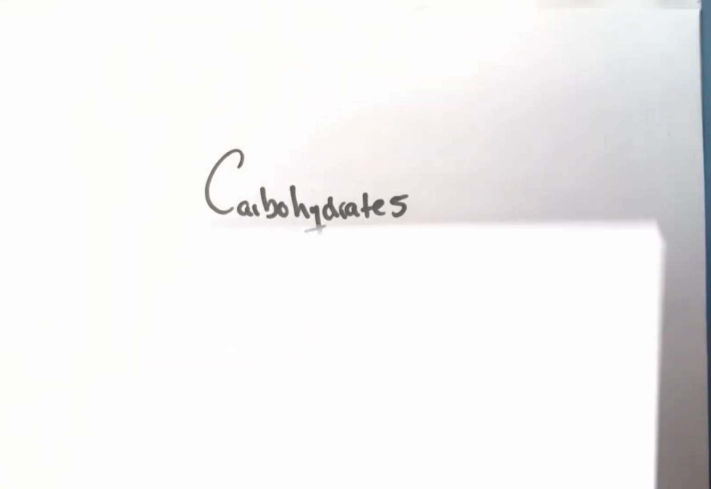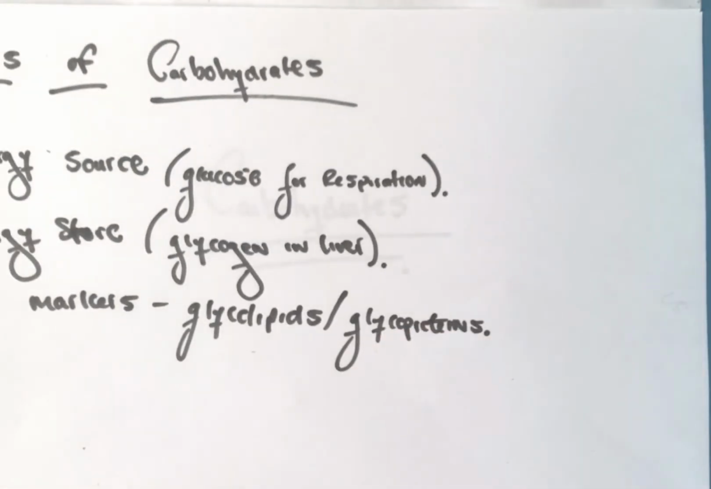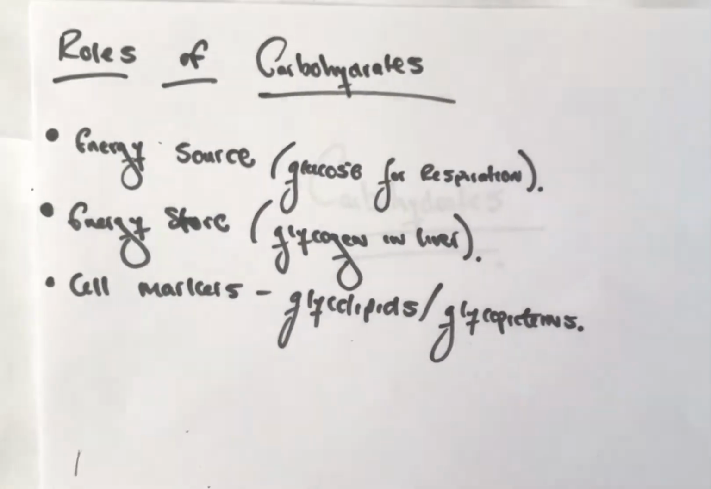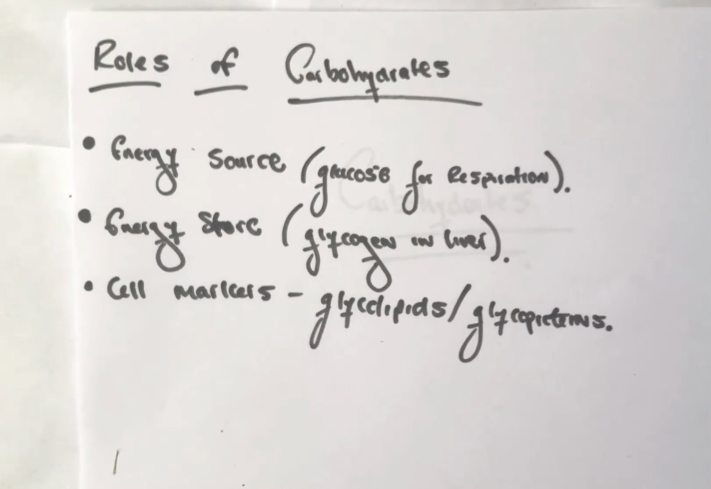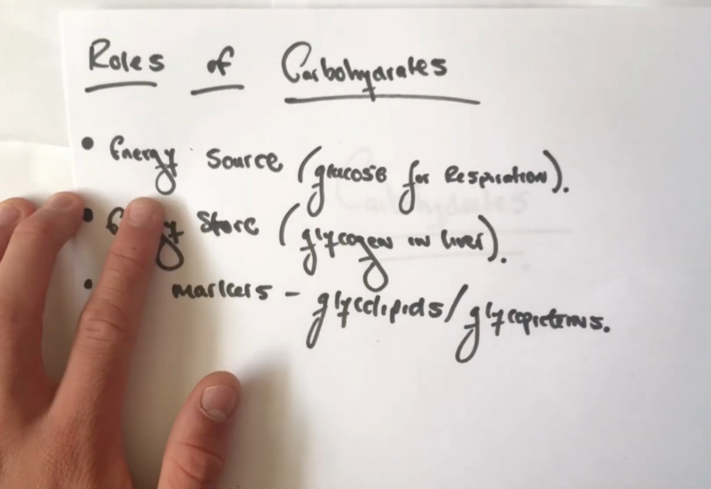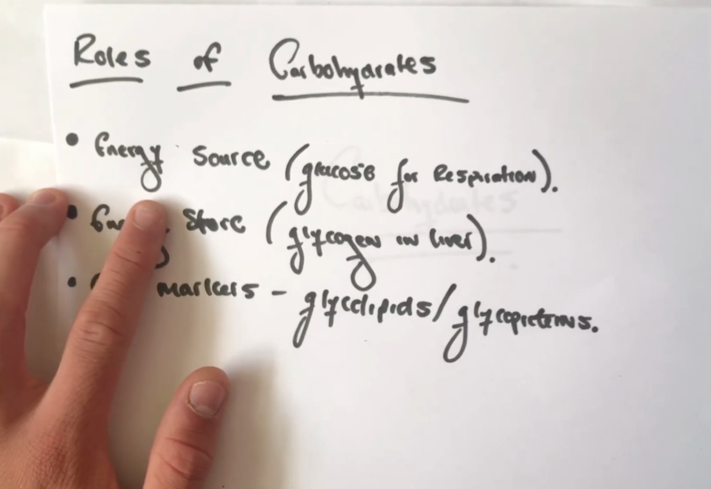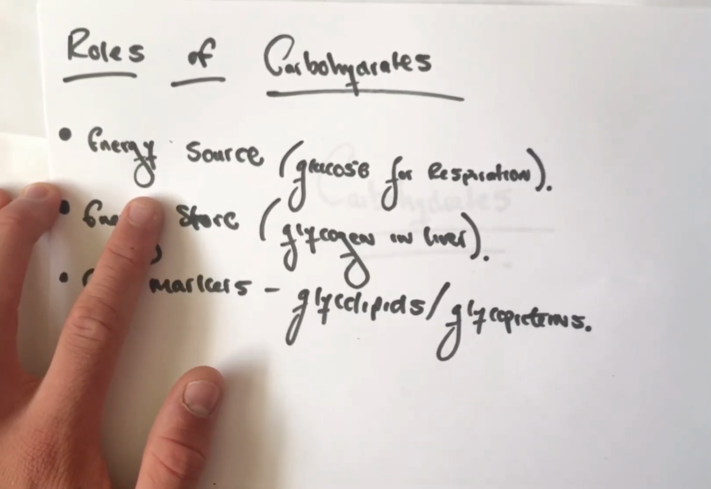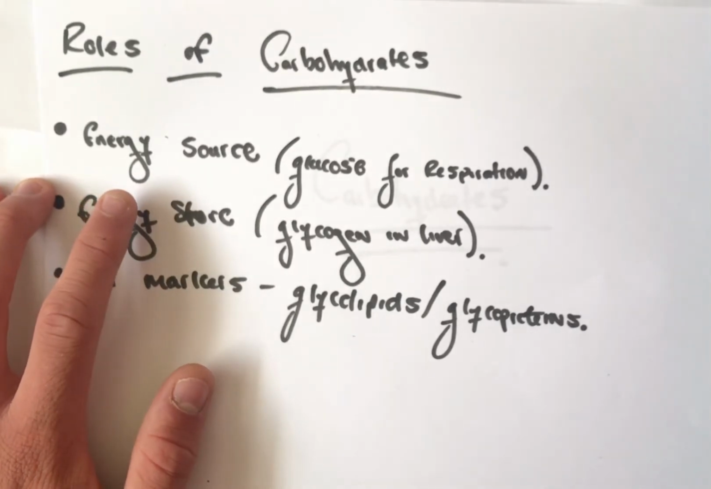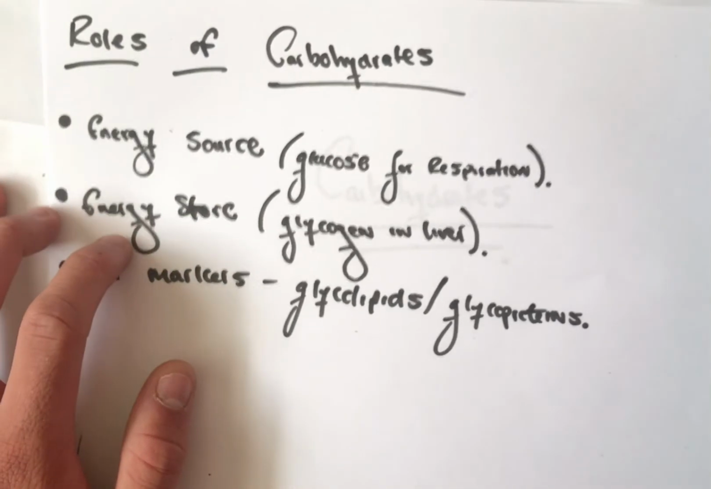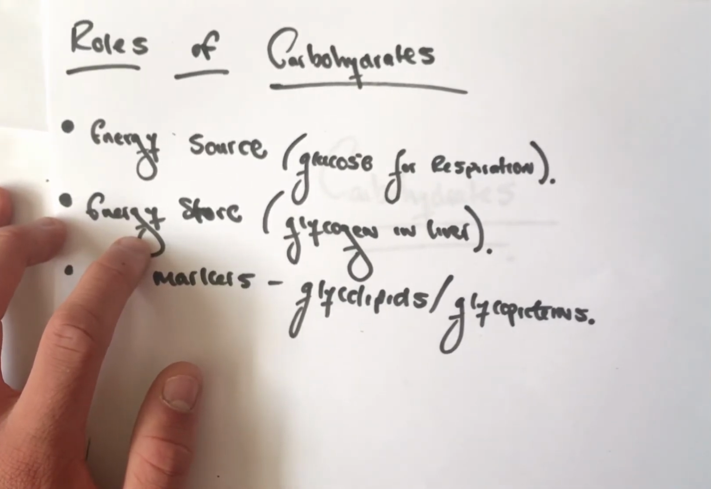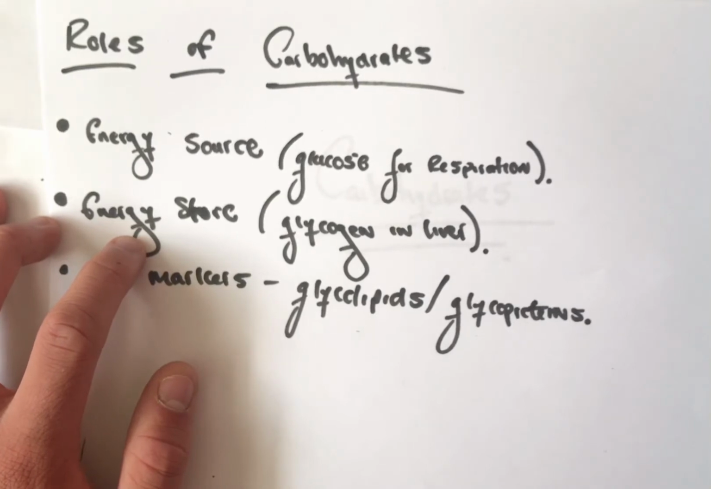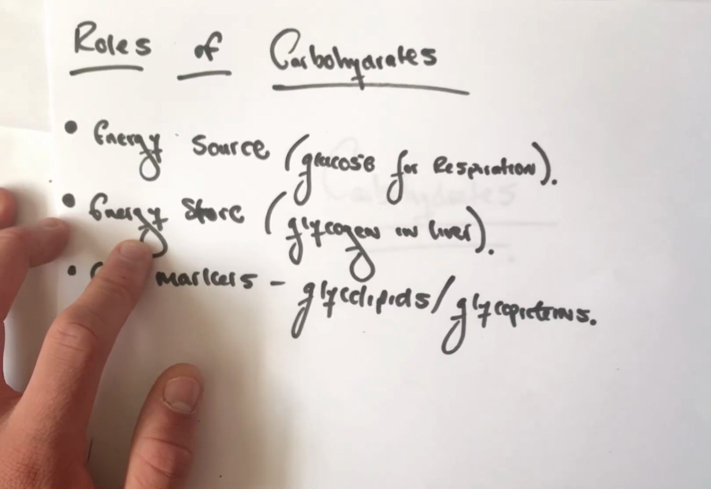We're going to start with the roles of carbohydrates. Carbohydrates provide an energy source, e.g. glucose for respiration. So when your body requires energy, the glucose is broken down and used through respiration in order to produce energy for the muscles. They are also used as an energy store, for example glycogen in the liver. Insulin converts glucose in the blood to glycogen in order to be stored in the liver. Just a quick note, glycogen is known as a polysaccharide.